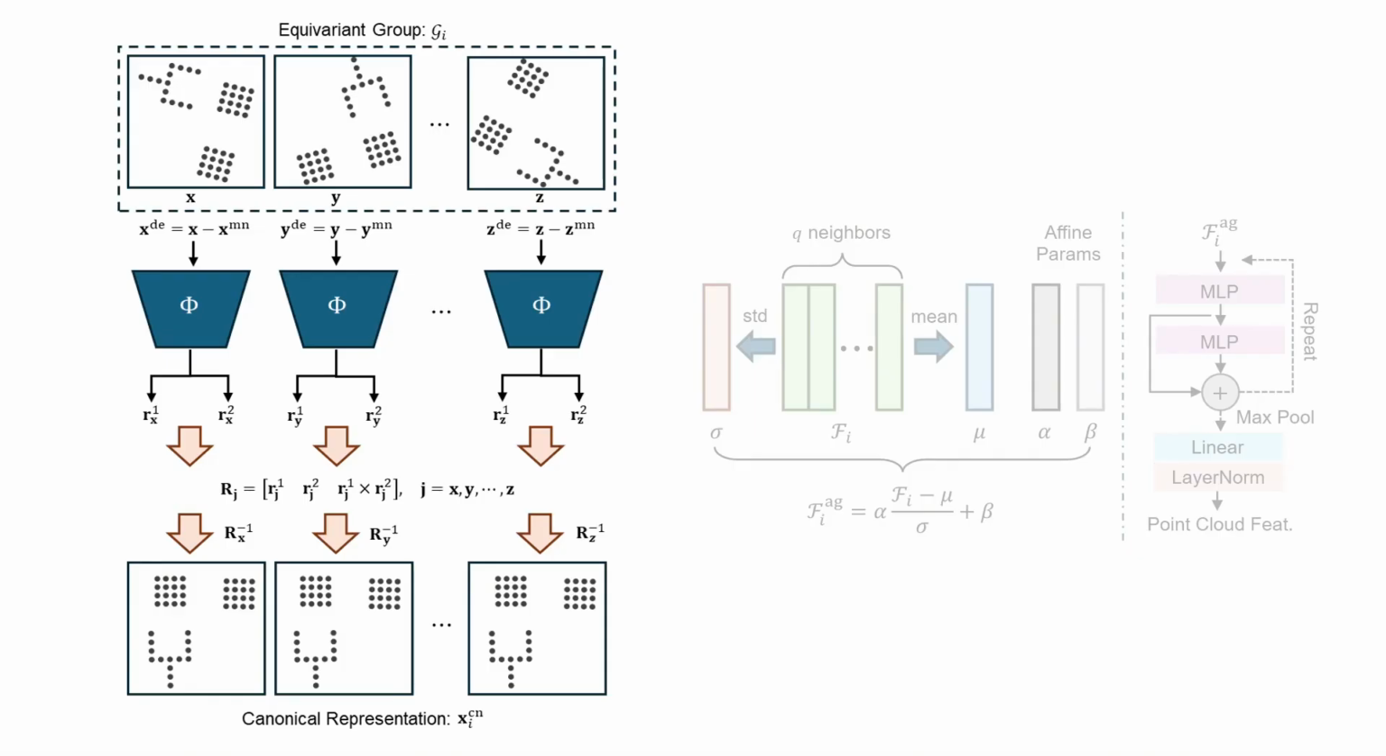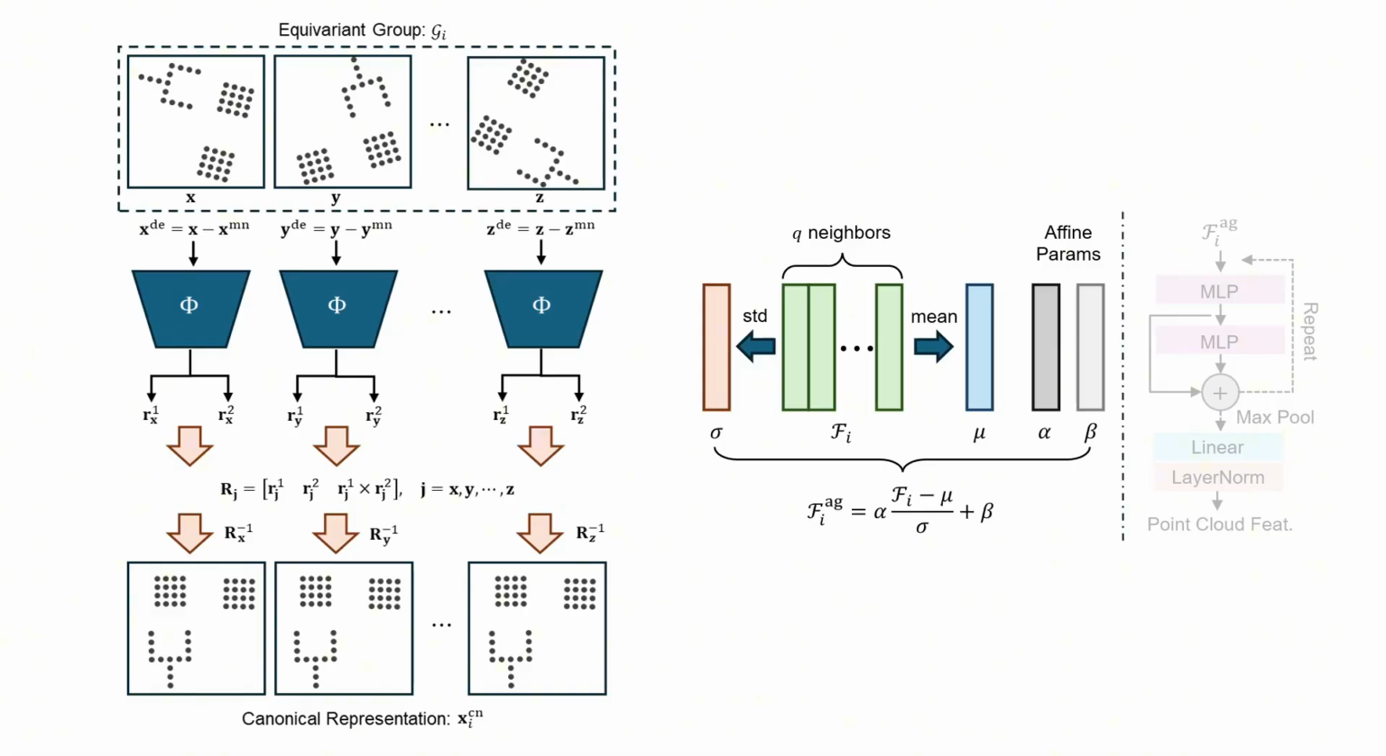geometric variations. On the right, the neighborhood aggregation module captures local geometric features by normalizing point positions, applying affine transformations, and extracting permutation-invariant features via residual MLP and max pooling.